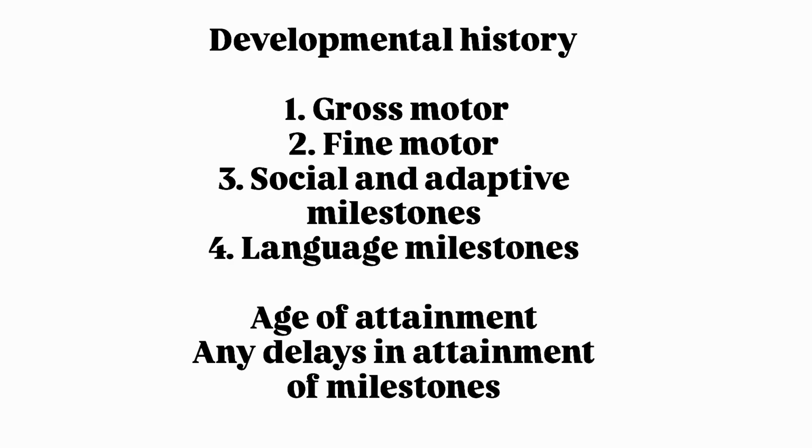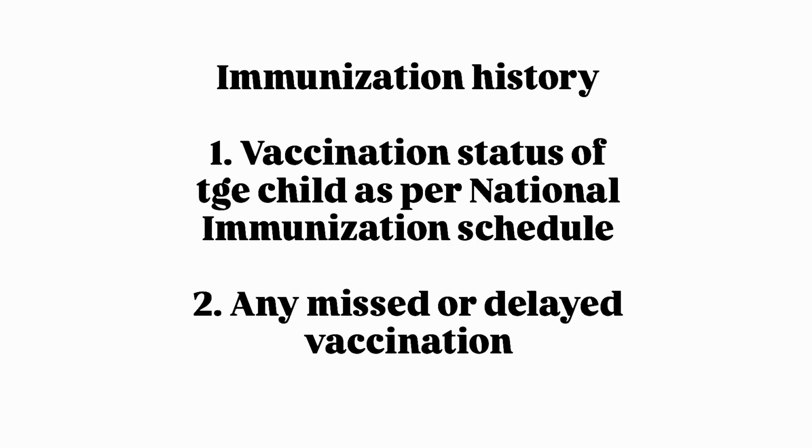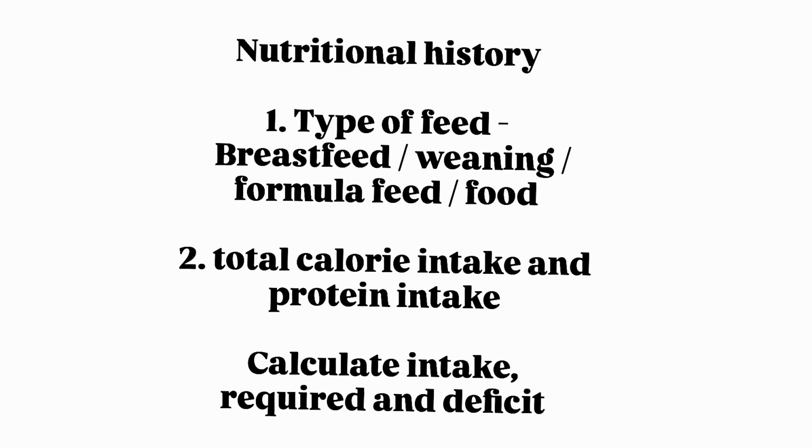It should be taken under four headings: gross motor, fine motor, social and adaptive milestones, and language milestones. And we should write the age of attainment of all the milestones and any delays in attainment of milestones. Immunization history: vaccination status of the child as per the national immunization schedule, and any missed or delayed vaccination.